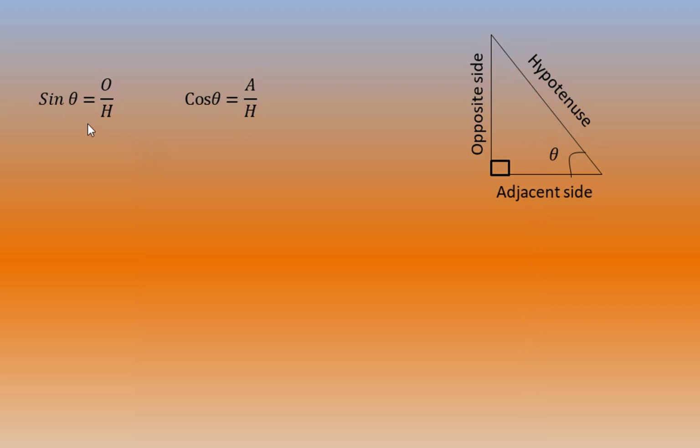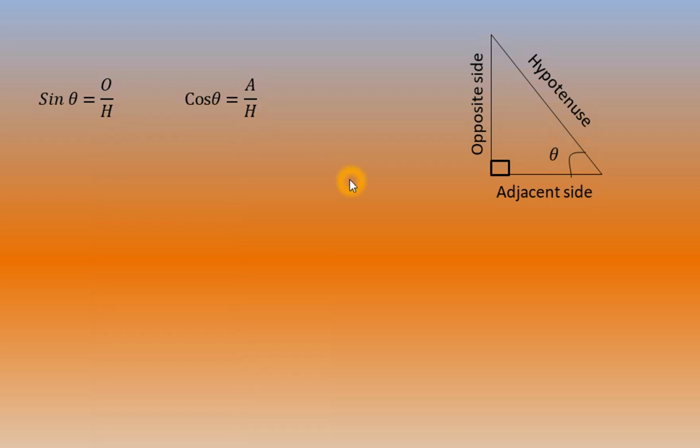Now check these two parts. In the sine theta case and the cos theta case, the denominators are the same. Both are hypotenuse. But in the sine theta case we used the opposite side as numerator, and in the cos theta case we used the adjacent side as numerator. That is, sine theta is opposite side, cos theta is adjacent side, and in both cases the denominator is hypotenuse.